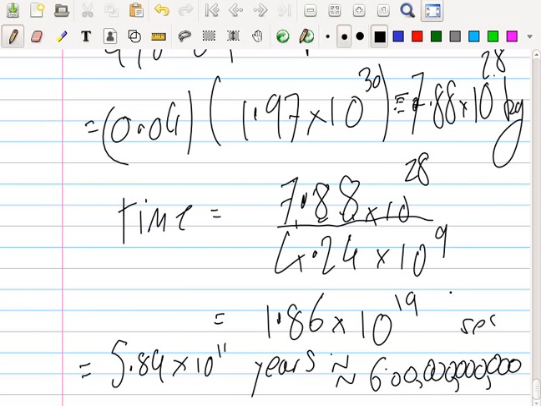No, that's actually longer than I thought. It says here 6 times 10 to the 11. Is that 600 billion? Do I have too many zeros? 1, 2, 3, 4, 5, 6, 7, 8, 9, 10, 11. Here is 1,000 years, million years, billion years. 600 billion.